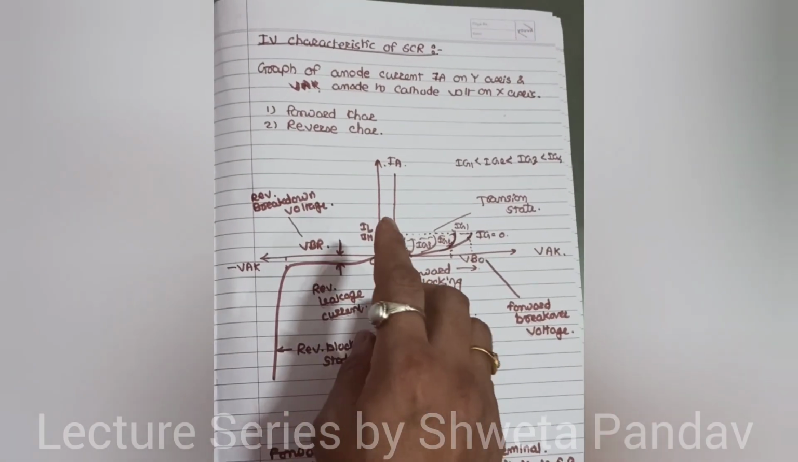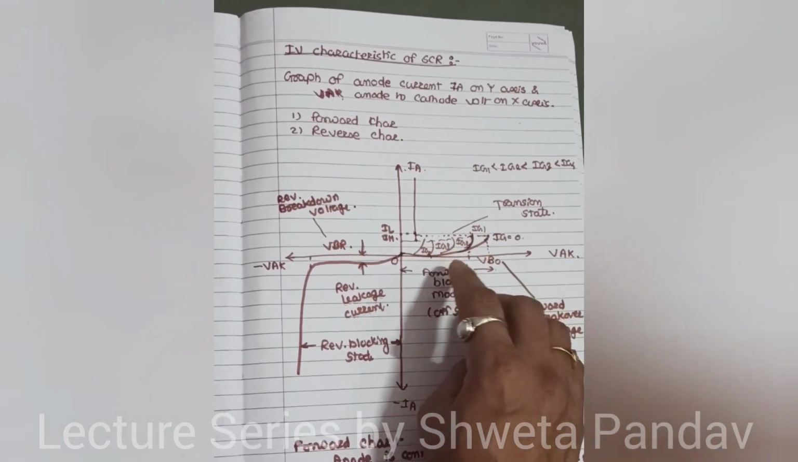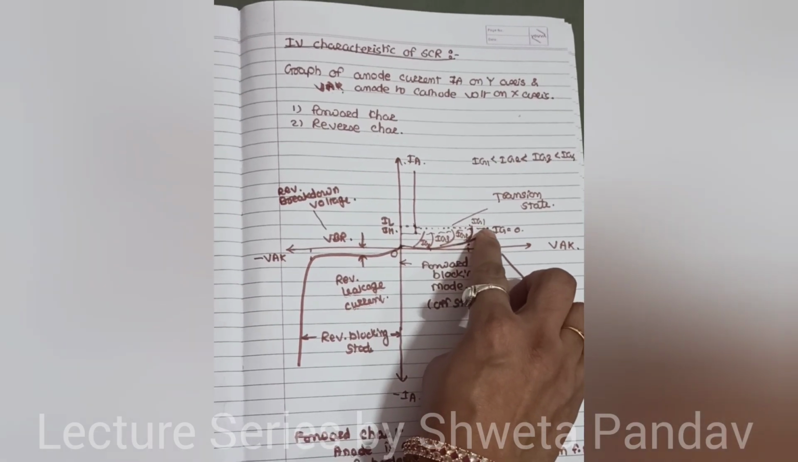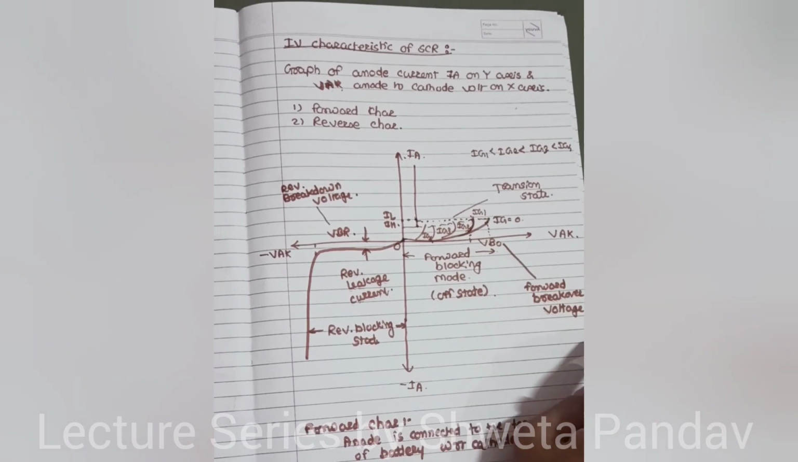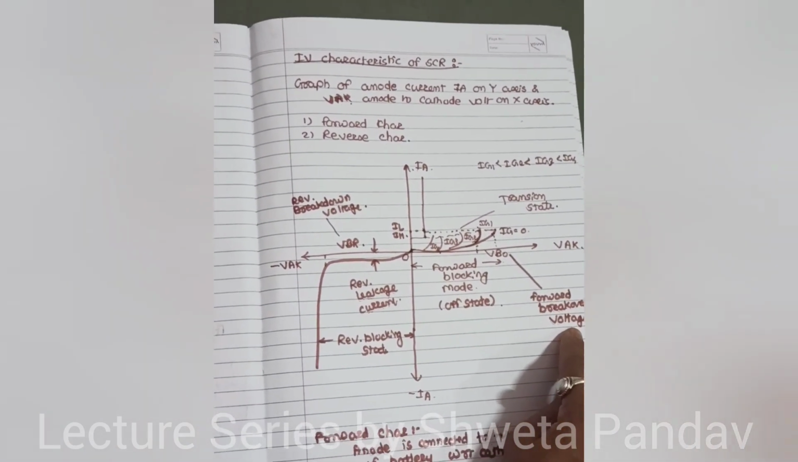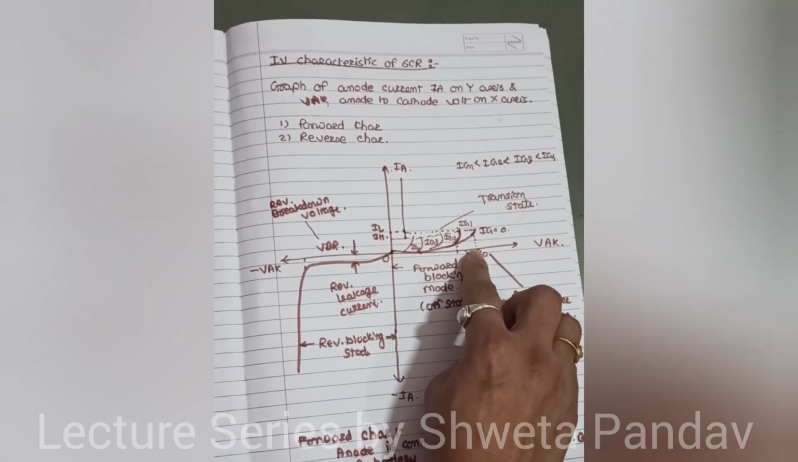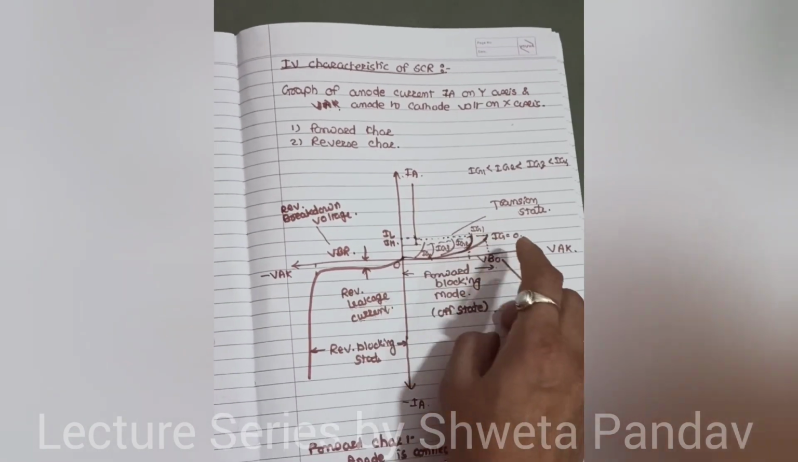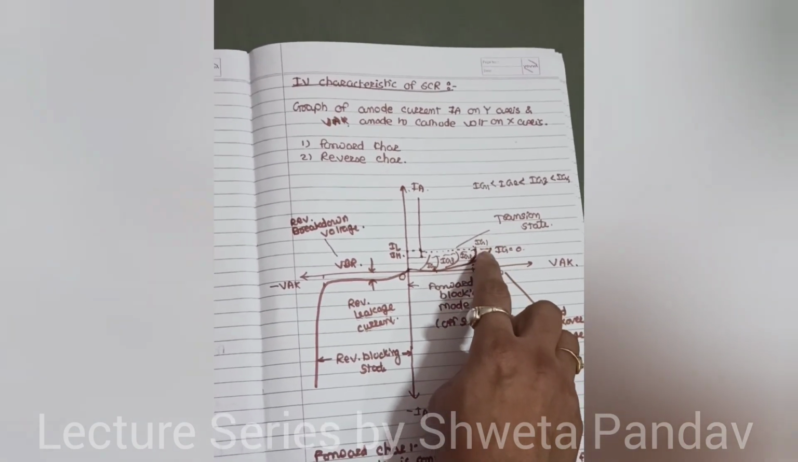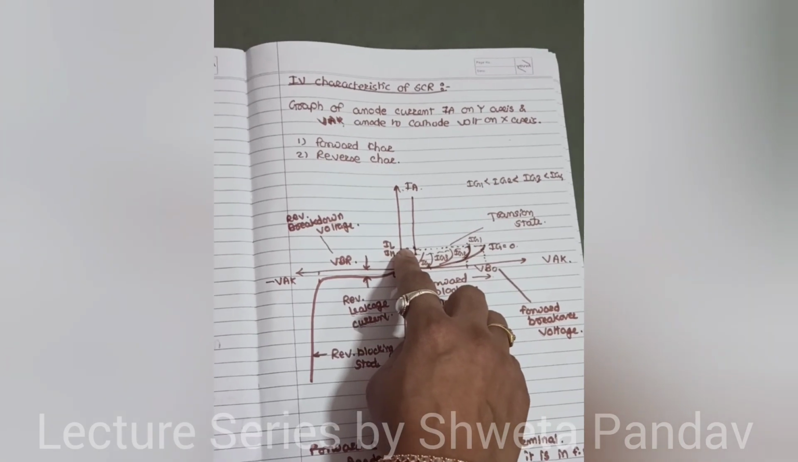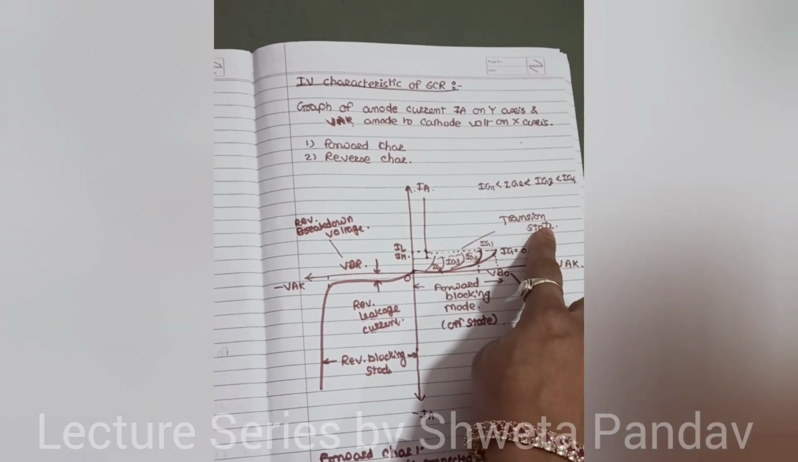During forward biasing, as we increase anode to cathode voltage in very small steps, the anode current increases in very small steps. After crossing this voltage, which is called forward breakover voltage, the anode current starts increasing very sharply, and this sharp increase of anode current from minimum value is called as transition state.